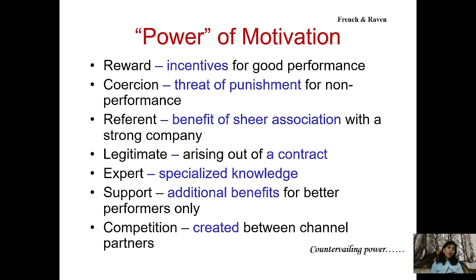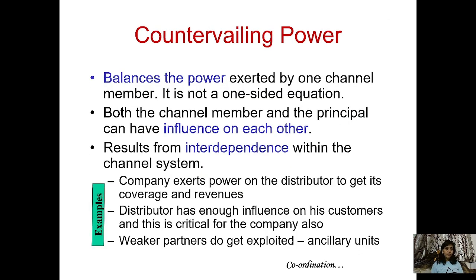Then what is coercion? Coercion is nothing but the threat of punishment for non-performance. Reference is the benefit of fear, association with a strong company. Legitimacy arises out of the contract. Expert means specialized knowledge. Support is the additional benefit for the better performers only. Then competition: countervailing power means how you balance the power and influence each other, resulting from interdependence within the channel system.